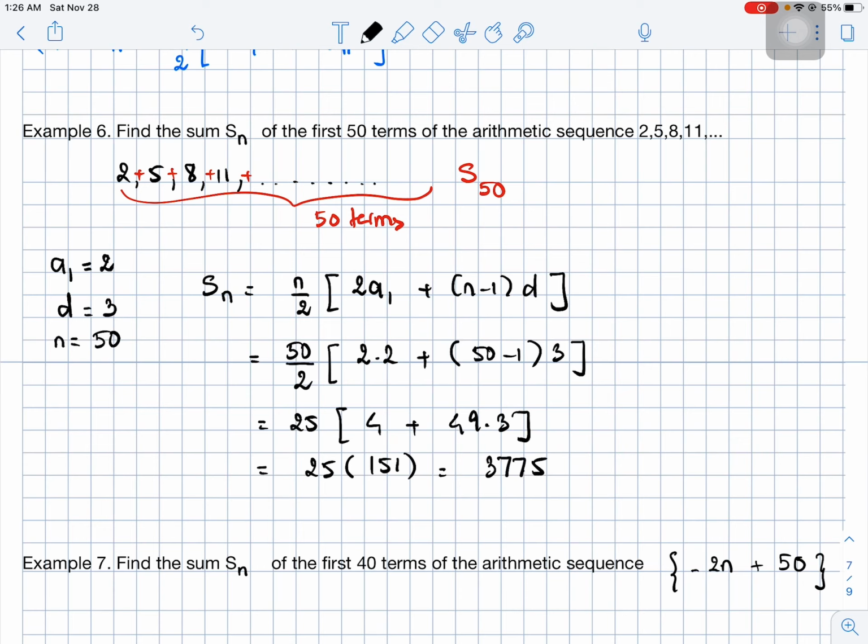So instead of listing out 50 terms and then adding them manually, we can use the formula to get the answer very quickly, in just one step, instead of doing a lot of work to get the sum of 50 terms.